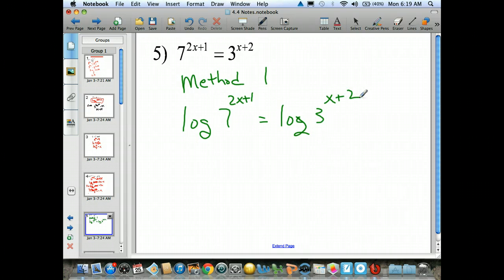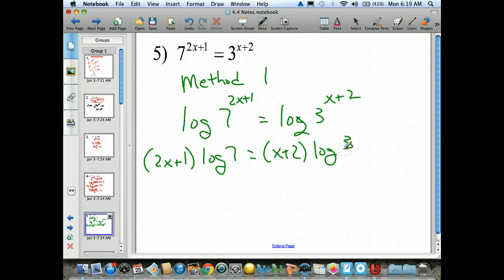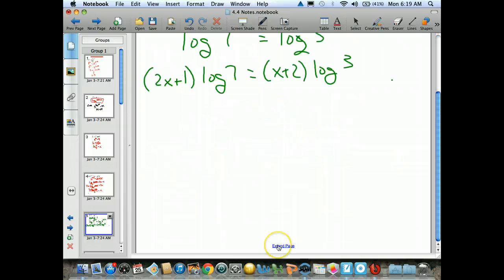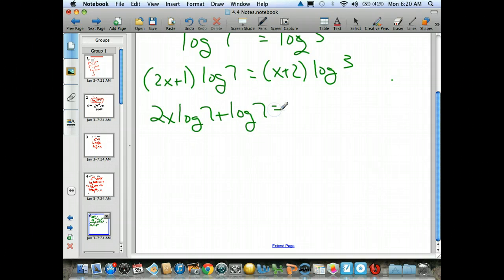Now, using the power rule, we're going to bring these powers down. That's the reason we took the log of both sides, so we could move the power out in front as a multiplication. So we end up with 2x plus 1, common log 7, equal x plus 2, common log 3. Now we need to use the distributive property to simplify both sides so we can get all the x's on one side by themselves. So we end up with 2x log 7 plus log 7 on the left equal x log 3 plus 2 log 3 on the right.